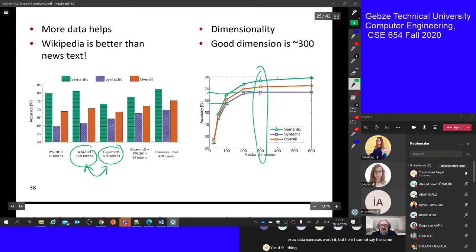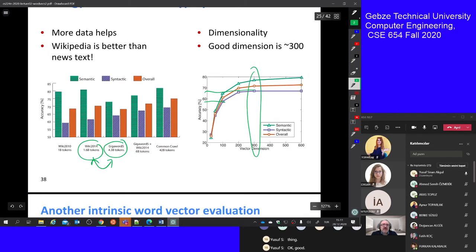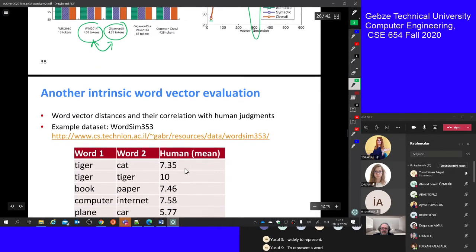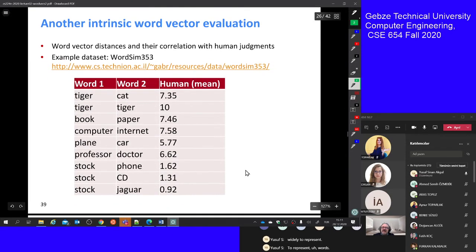Okay, good. Any questions so far? So what we did was, it is another word representation technique called GloVe, and it is used widely to represent words. Okay, another one is this.